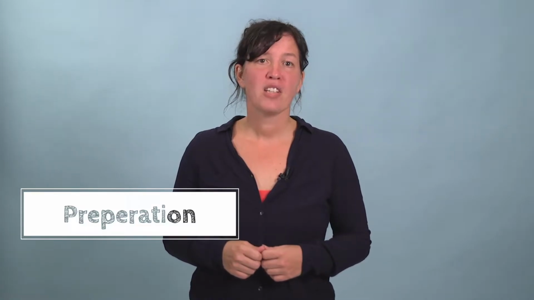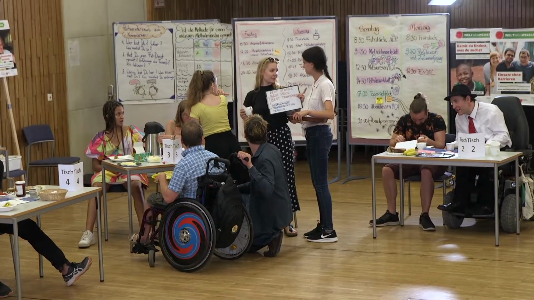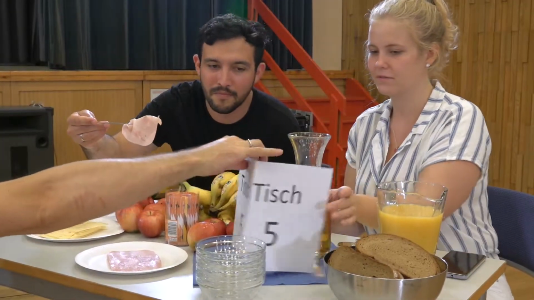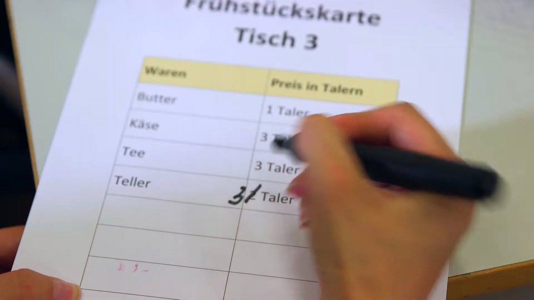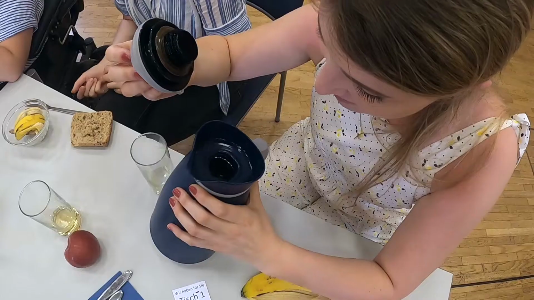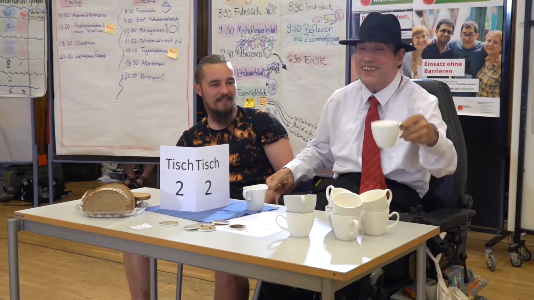Preparation. For preparing the room, place enough tables and chairs. A maximum of 2 to 3 participants should sit at one table. Make sure that from each table participants have a good overview. Each table gets a number and a menu card for breakfast. List the ingredients with the price in the menu card. Put the coffee on one table and the cups on another one.